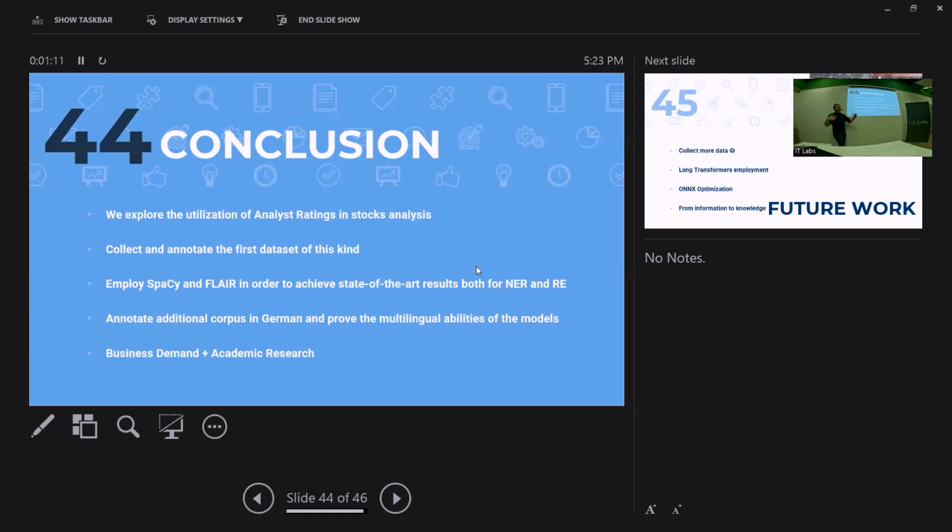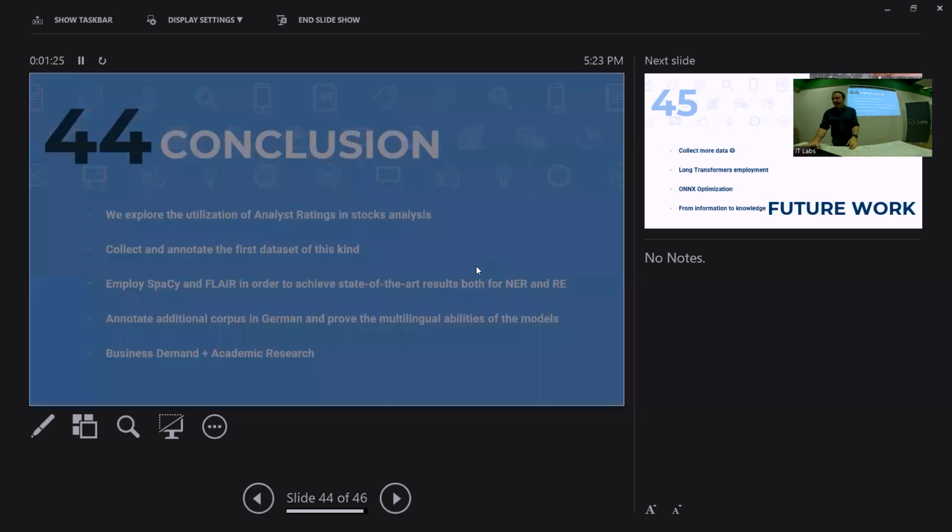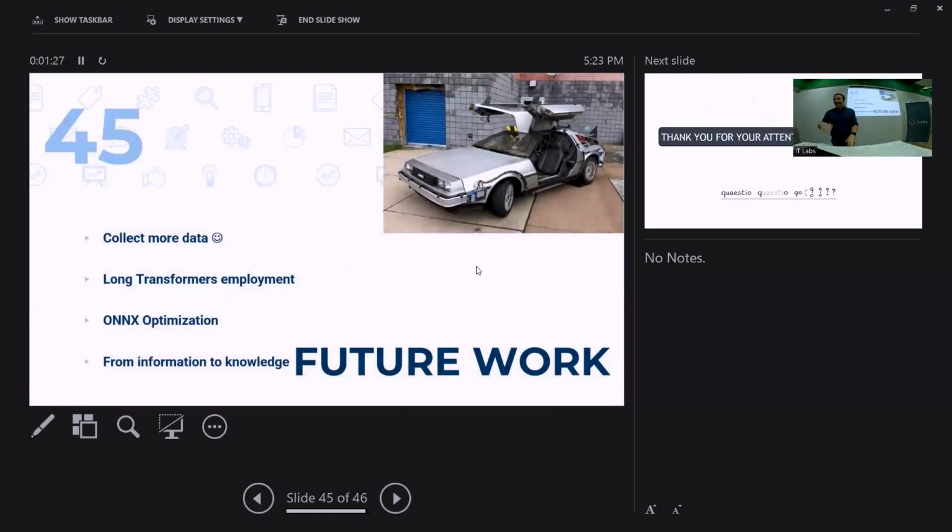So this was a mixture between academic research and the need of a certain company. When we stick together, like in symbiosis, I think the results are good. What is the future work? Of course, the data set is quite small. It's not something to be proud of, 1074, but still.